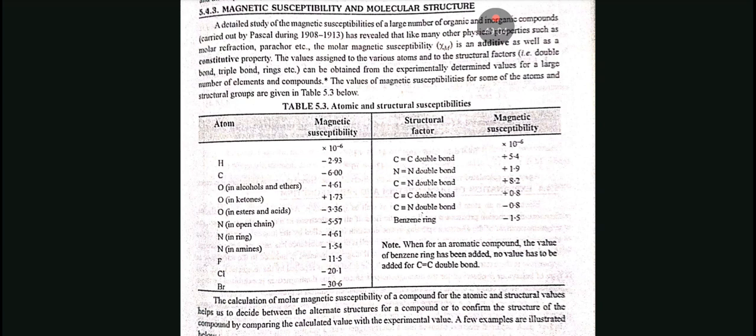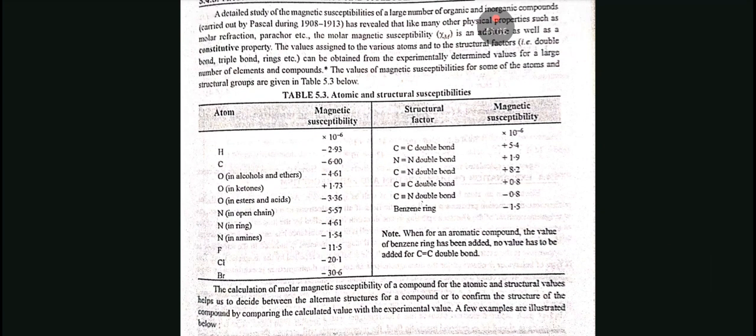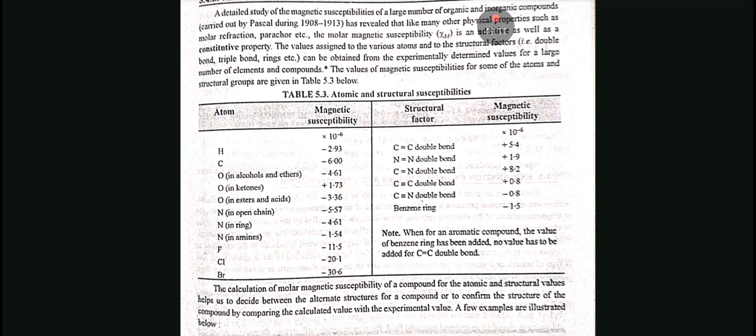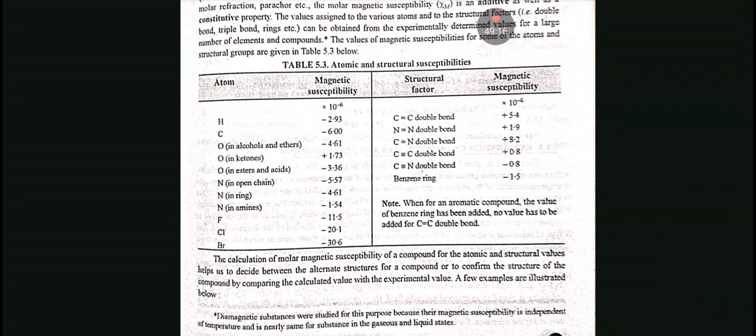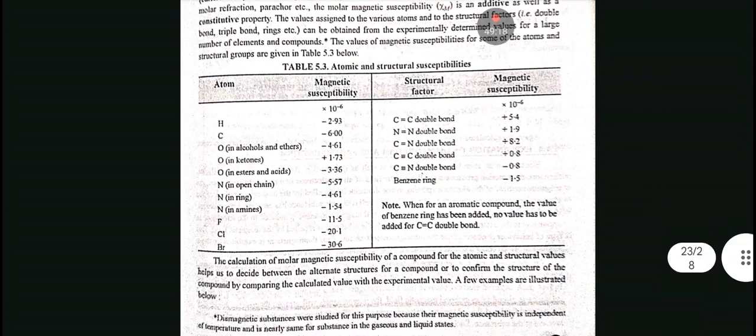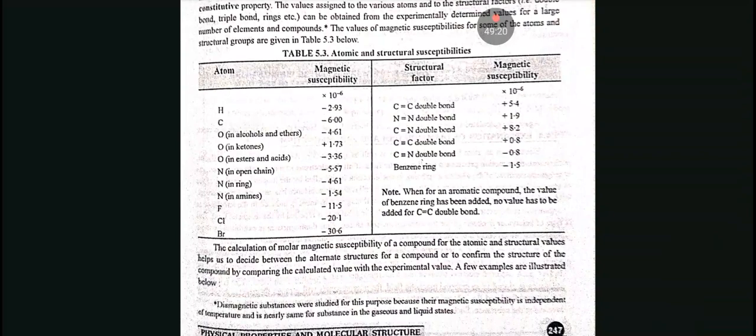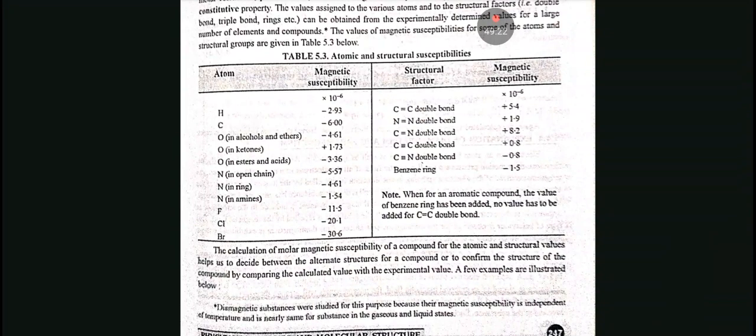A detailed study of the magnetic susceptibility of a large number of organic and inorganic compounds was carried out by Pascal. Like many other physical properties such as molar refraction, the magnetic susceptibility is an additive as well as a constitutive property. The values assigned to the various atoms and to structural factors such as double bonds, triple bonds, and rings can be experimentally determined from the values of a large number of elements and compounds.